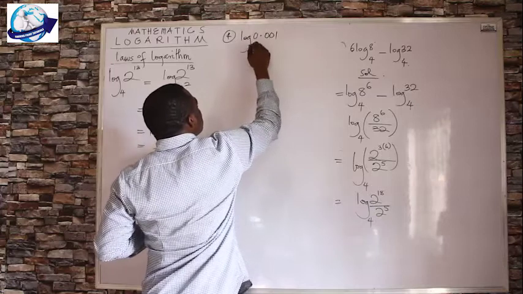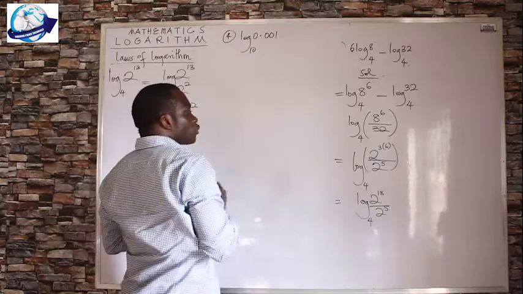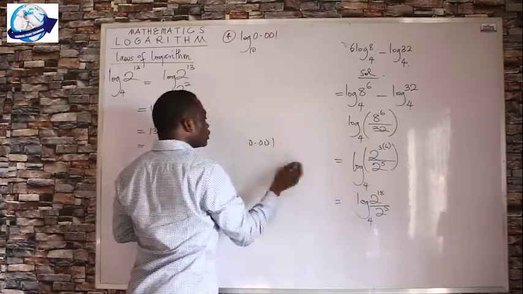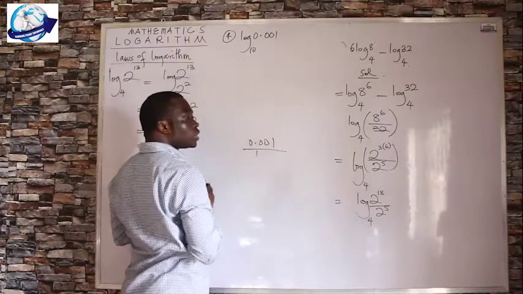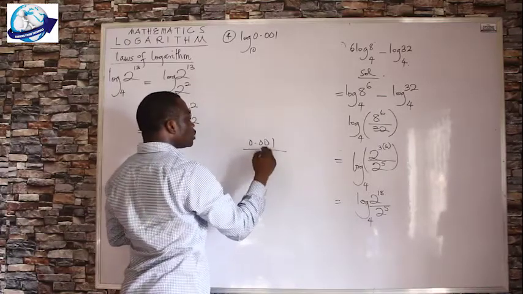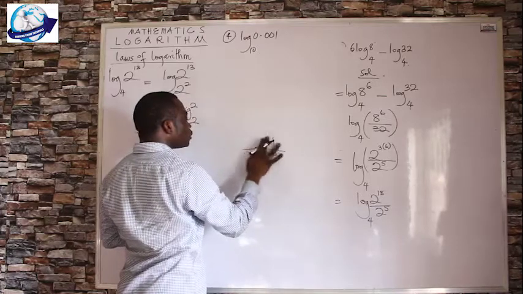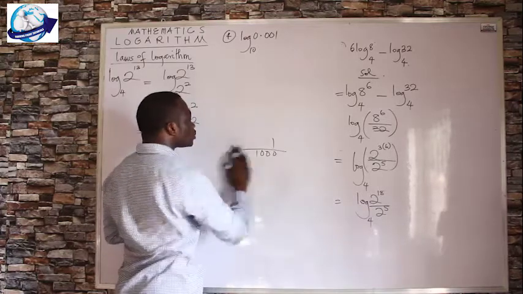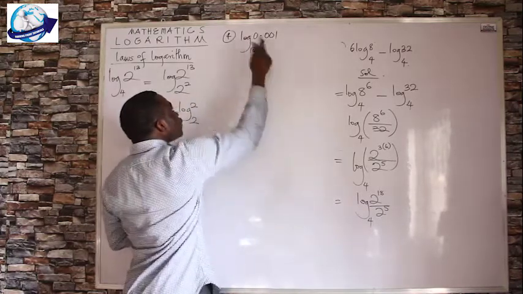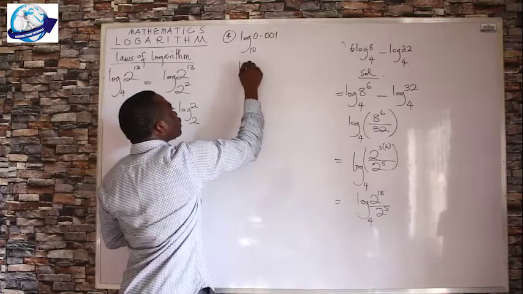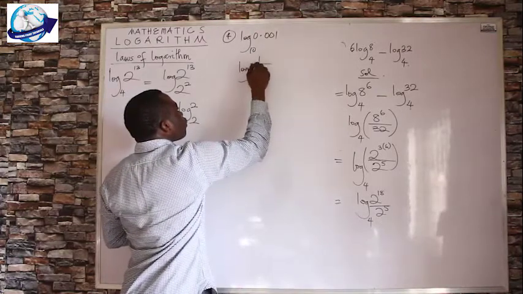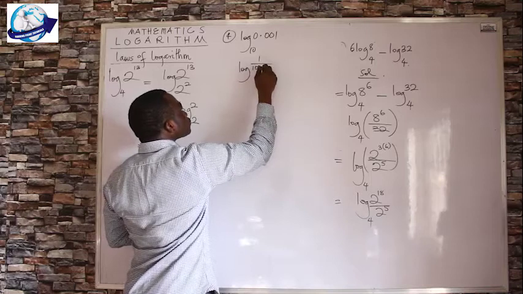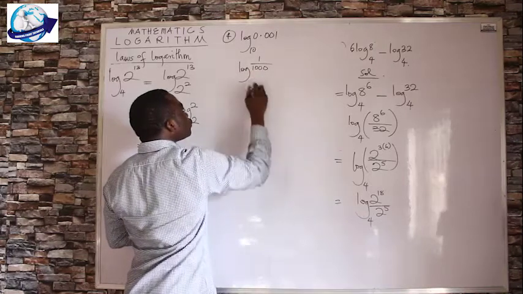0.001 base 10. How do you do this? Of course, I told you that 0.001 is the same thing as putting the decimal, a 1 here, and 000 here. All of this, what do you have? 1 over 1000. Thank you. So that means this value is simply now saying log 1 over 1000, base 10.